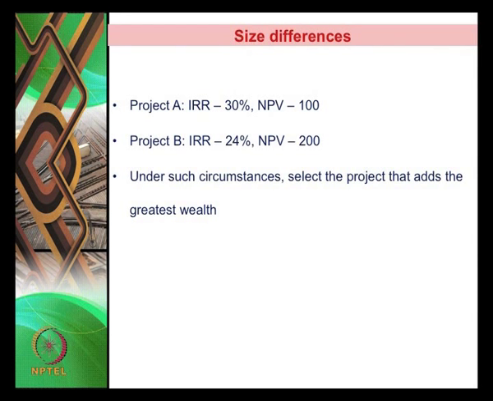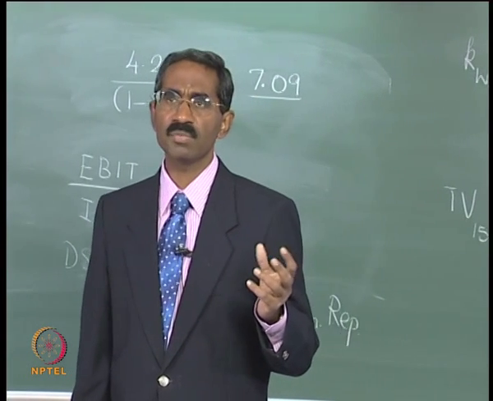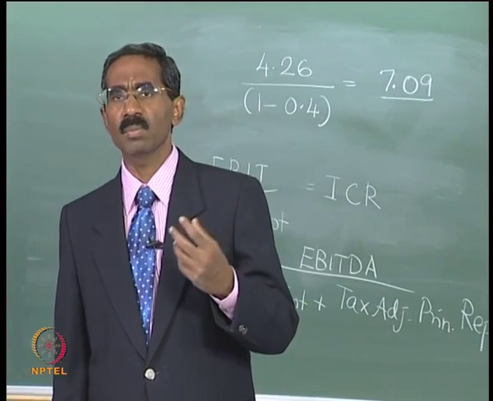So, let me give you an example of each of those. If you look at size difference, let us consider there are two projects. Project A has an IRR of 30% and gives a net present value of 100, and project B has an IRR of 24% and a net present value of 200. These projects are mutually exclusive, so that means if you implement project A, you cannot implement project B.